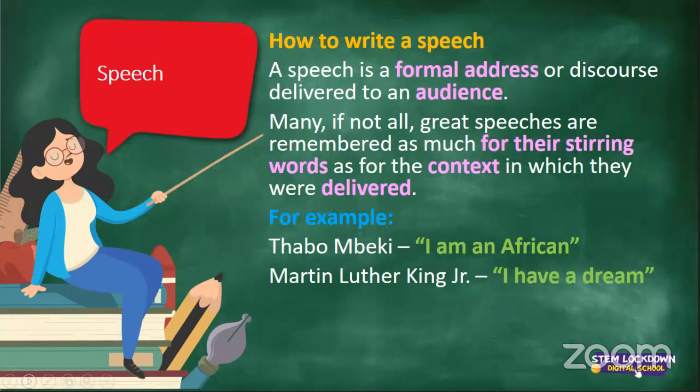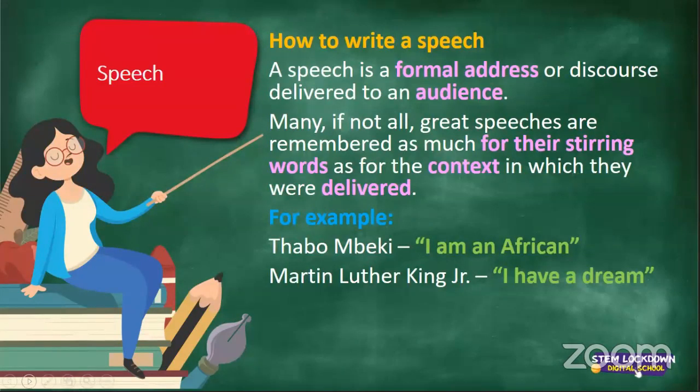A lot of speeches that are delivered are remembered for why they were delivered and in which area they were delivered. For example, Thabo Mbeki once delivered a speech in Parliament titled "I Am an African." The context in which this speech was delivered was in Africa, and he was delivering it to Africans. That was a very important concept to consider before delivering the speech, because everyone he was speaking to could understand where he was coming from.